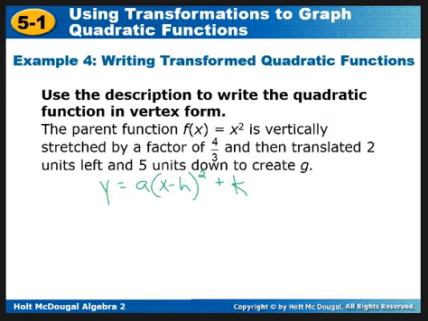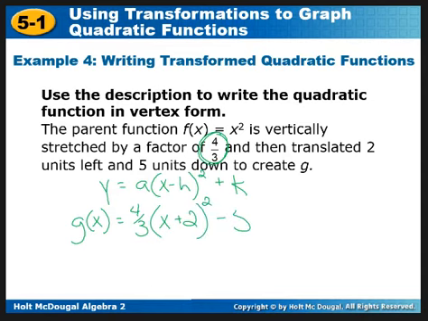So this becomes a little bit easier because if we're vertically stretching, that just means the 4/3 goes in place of your a. Translated 2 units left. So if we go 2 units left, remember it's opposite, so it'll be +2. And down 5 units, it's going to look something like that. Okay. So again, most of what you're going to deal with in quadratic functions is some type of vertical transformation, vertical compression or vertical stretch. So I can more or less just take that vertical number, that 4/3, and put it in wherever the a is. All right, and then moving left and right, up and down, very similar to what we did before.